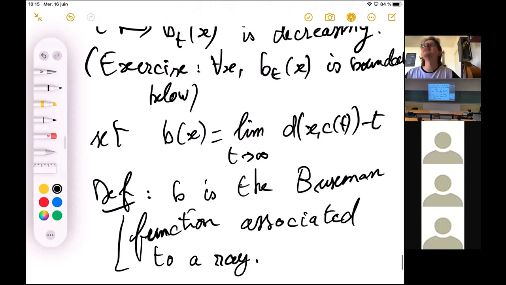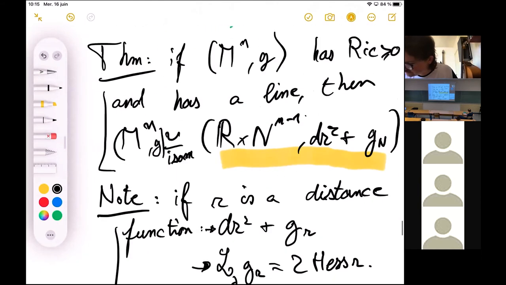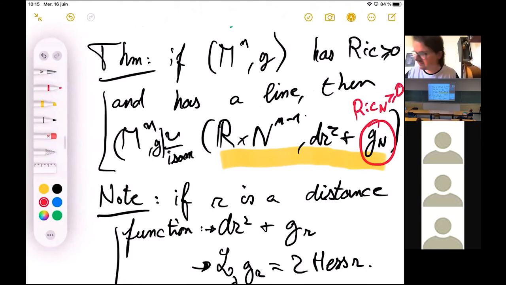Yeah, the fixed part has non-negative Ricci curvature. Christina, yeah, that was five minutes ago. Sorry, I lost track of the chat. Yeah, maybe I should add that in the statement here. The Ricci curvature of n is also non-negative.